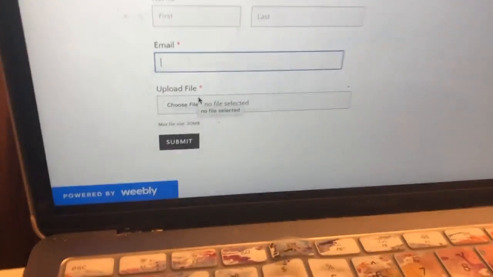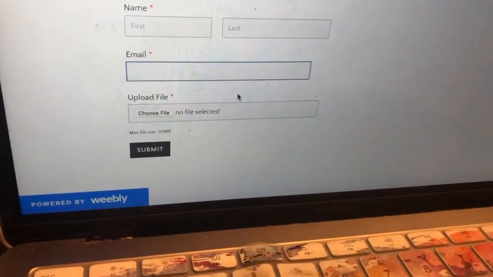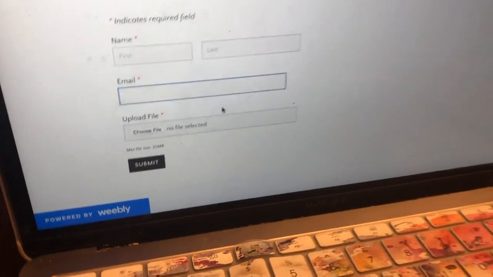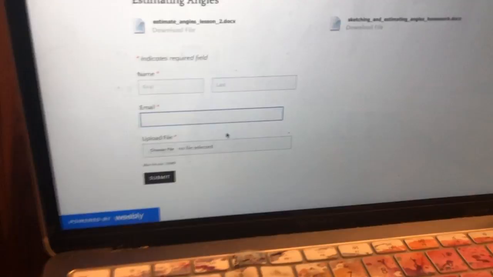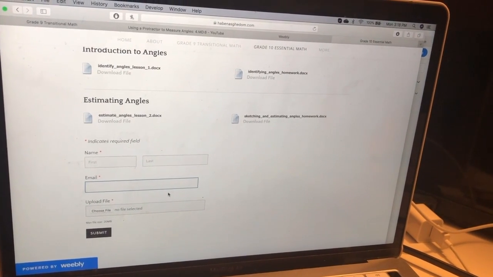The last thing here is upload file. So if you cannot send it via just typing or a computer, it's just math homework that you'd rather show me, take a picture of it. Simply just take a picture of it, and I will receive it.